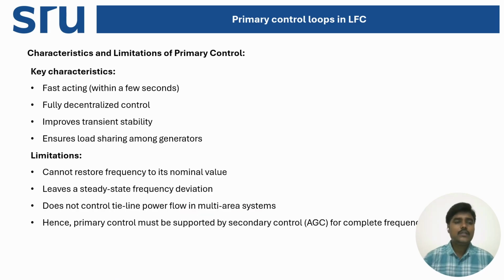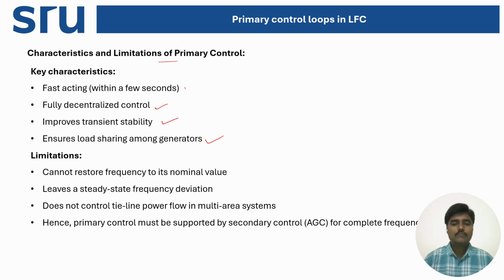Now let's see the characteristics and limitations of primary control. The key characteristics of primary control are that it is a very fast acting control. Within a few seconds, it comes into picture and does its job. It is a fully decentralized control. It improves transient stability, and it ensures load sharing among multiple generators.